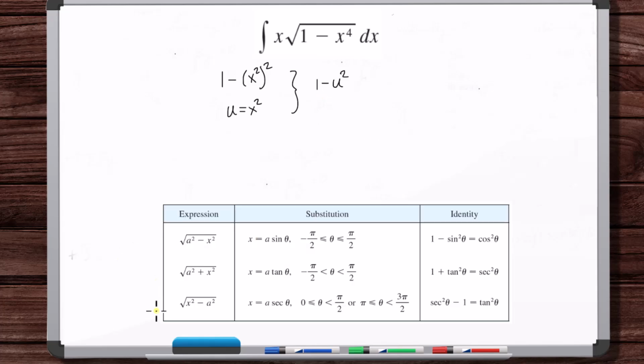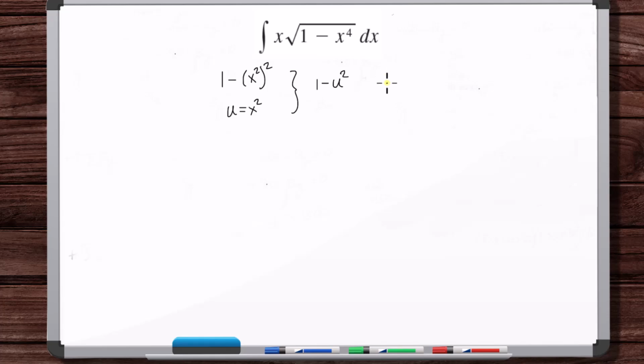So if we come to the three possible trig substitutions that we can make, we see that that is this form here. We have a squared minus the variable squared, where in this case a is 1. And so we want to make the substitution that the variable is equal to 1 times sine theta. So we want to say the variable u is equal to, we're going to do 1 because it's 1 squared minus u squared, so just sine theta. Okay. Now u is equal to x squared.